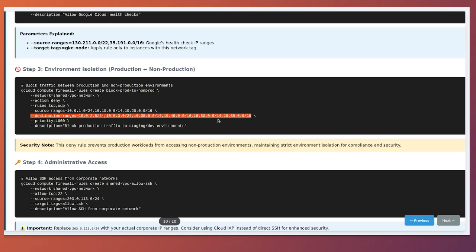Notice how we use network tags to target specific instances. Tags provide flexible targeting without needing to specify individual IPs. GKE automatically applies appropriate tags to cluster nodes. The SSH access rule shows how to enable administrative access from your corporate network. Replace the example IP range with your actual corporate CIDR blocks.